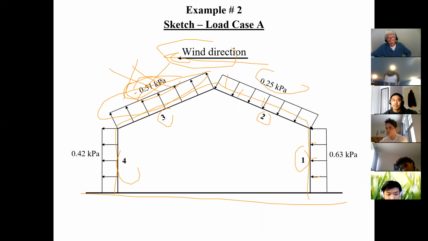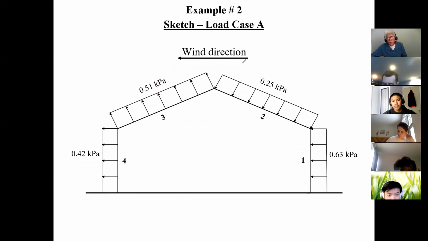I want you to realize that when you see a negative value, it's no longer a pressure, it is a suction. The roof wants to lift off the building and not push down on the building. The same thing with this wall here. It wants to pull away from the building and not towards the building. So that's why I want to see the directions of the load.